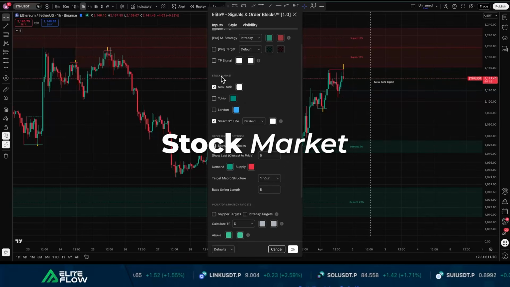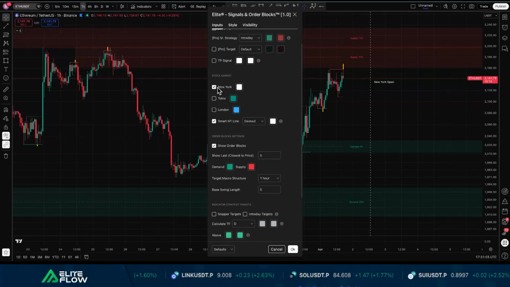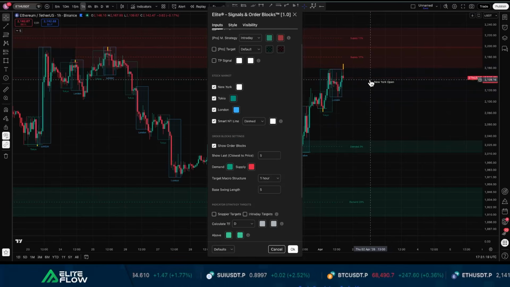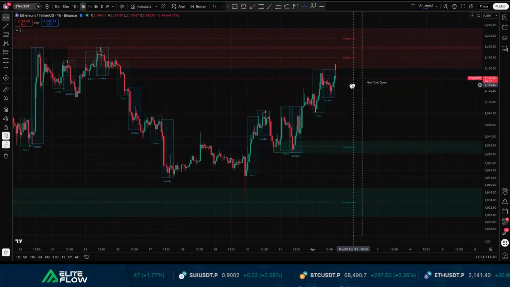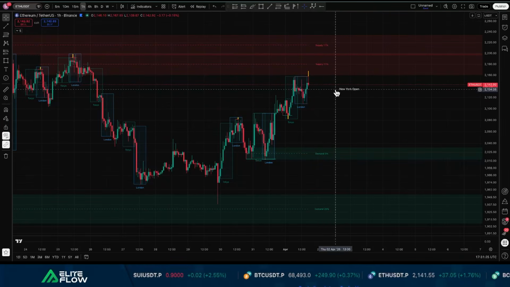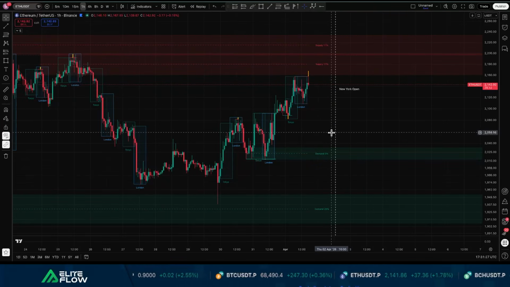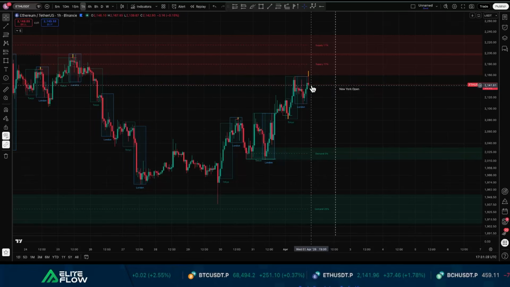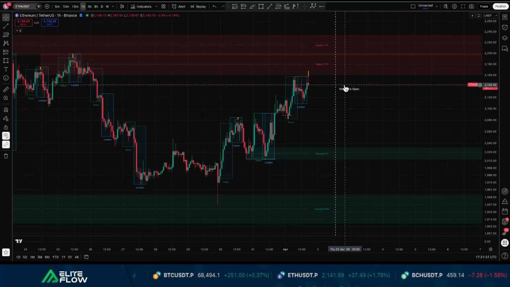You've got here the stock market. So it basically gives you the option to take the New York stock market, the Asian, or the Tokyo Open, as well as the London Open, and then the smart New York line. The smart New York line, sorry, is where it tells you at what time the Wall Street open is going to happen, and you can get this little line where it tells you, and you can roughly calculate how long until it opens.